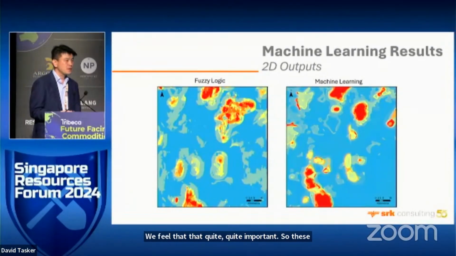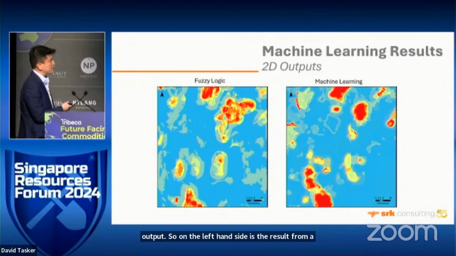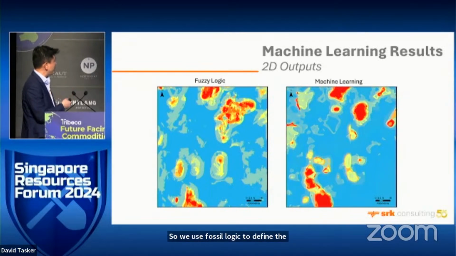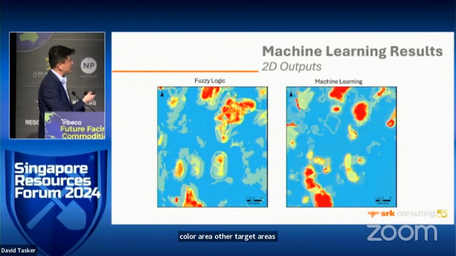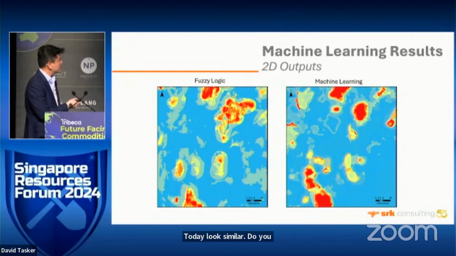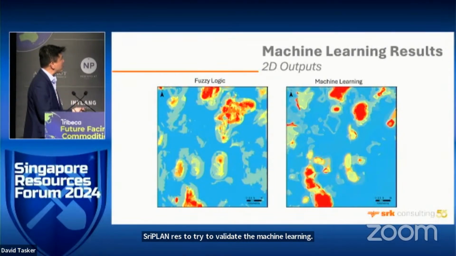So these are the outputs. On the left-hand side is the result from the knowledge-driven approach. We use fuzzy logic to define the targets. The hot color areas are the target areas. And on the right-hand side is the result of machine learning. Do they look similar? To me, they look quite similar. So the correlation is not too bad. We use the knowledge-driven result to try to validate the machine learning result. It's not just that you put random data in and can't validate. We ran in parallel and saw what the results were like.